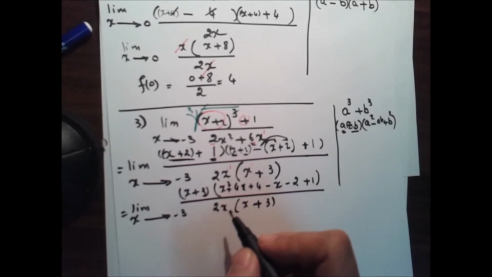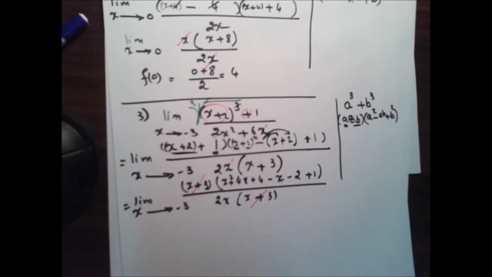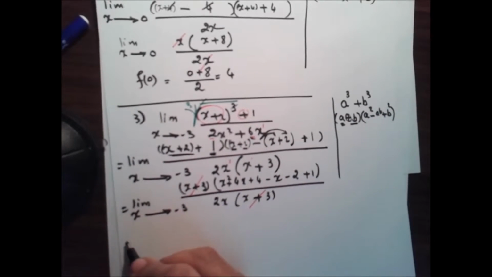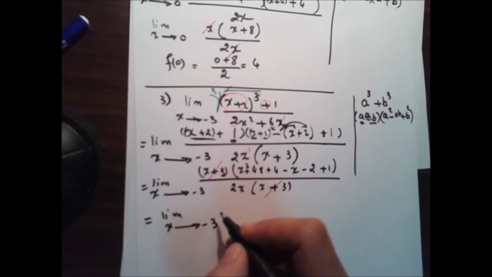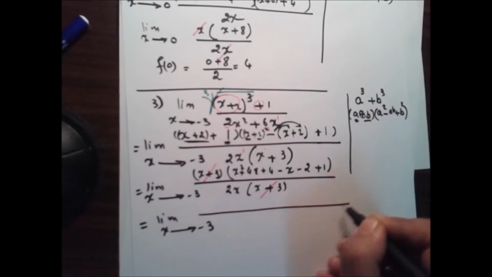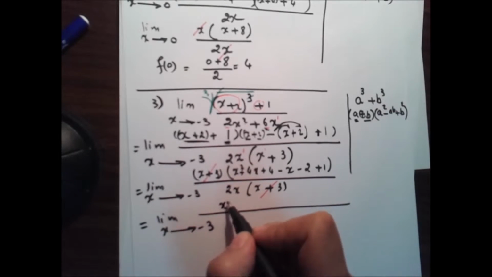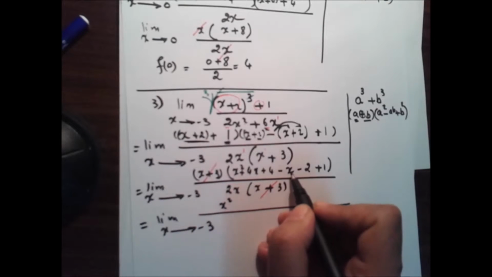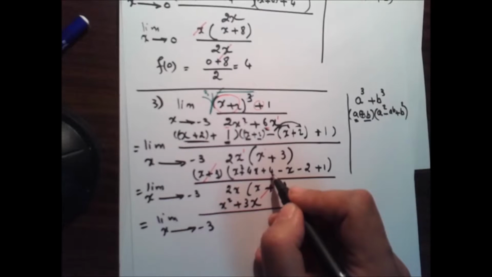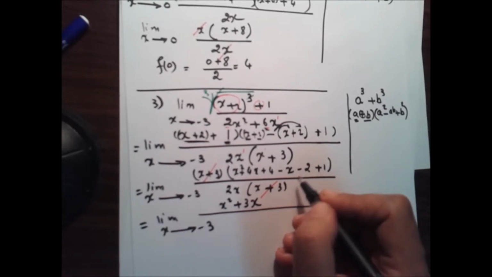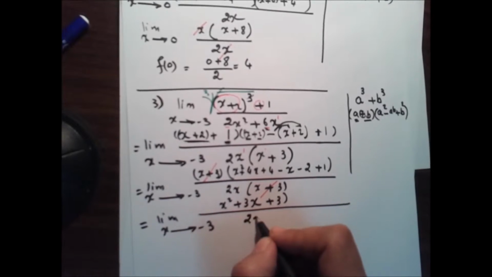Now simplify. Look at this. Up and down you have x plus 3, so we can cancel the x plus 3. So this is equal to the limit as x tends to negative 3 of, here we have x squared and 4x minus x to be 3x, so plus 3x, and 4 and 1 to be 5, minus 2 to be 3, so plus 3 over 2x.